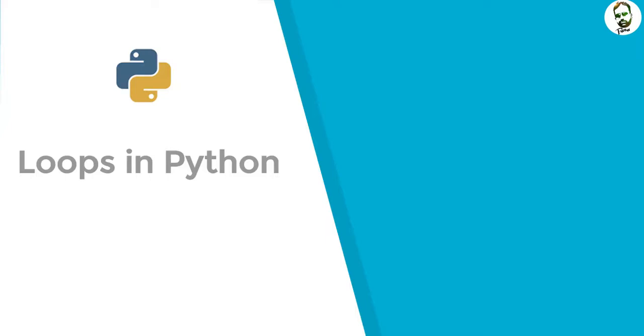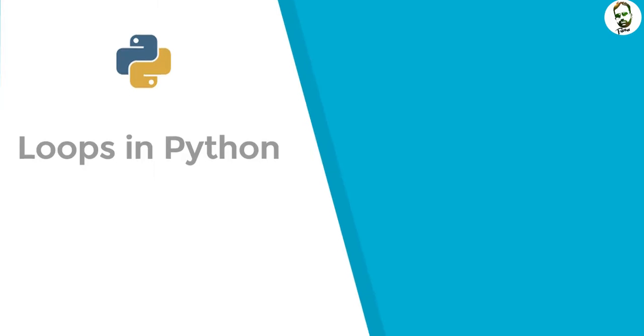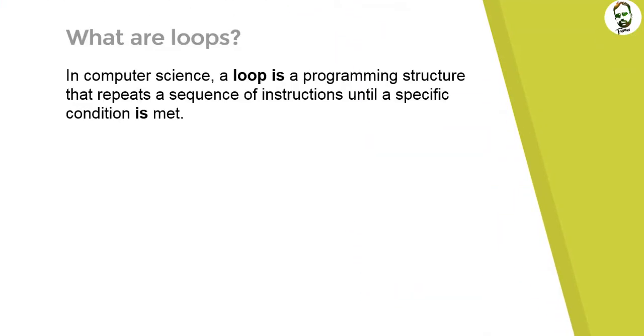Today we'll be looking at loops. Now, what are loops? First of all, why were loops made? A loop is a programming structure that repeats a sequence of instructions until a specific condition is met. So if you want to perform a task multiple times, we will use a loop. Now, a certain example where it is used and why we use loops.